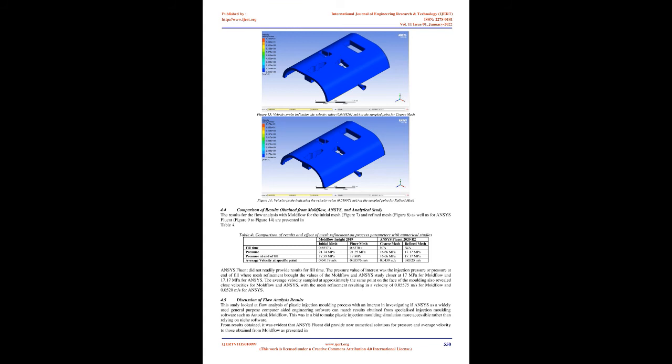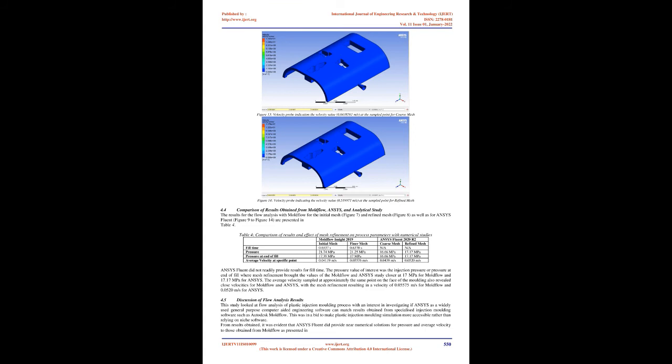Figure 9, Pressure contour from ANSYS showing pressure at the end of filling for coarse mesh. Figure 10, Pressure contour from ANSYS showing pressure at the end of filling for refined mesh. Figure 11, Velocity streamline from ANSYS for predicting weld lines for coarse mesh. Figure 12, Velocity streamline from ANSYS for predicting weld lines for refined mesh.